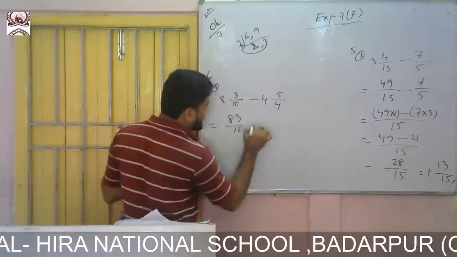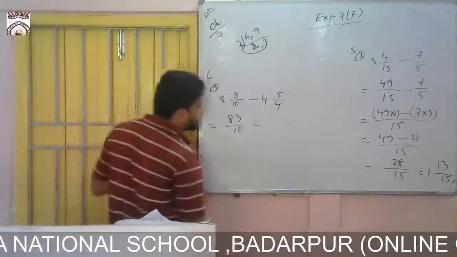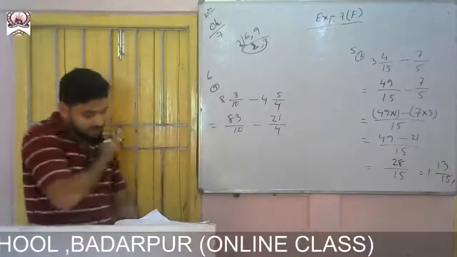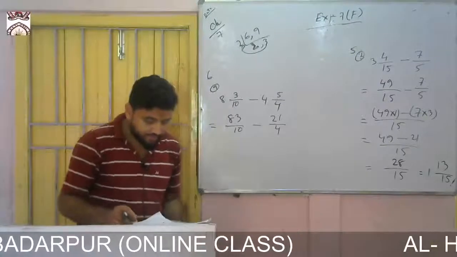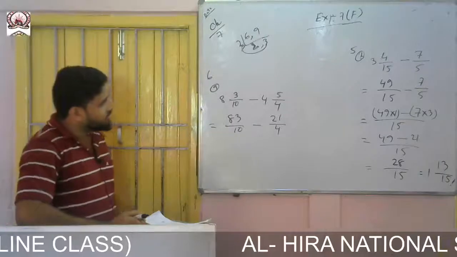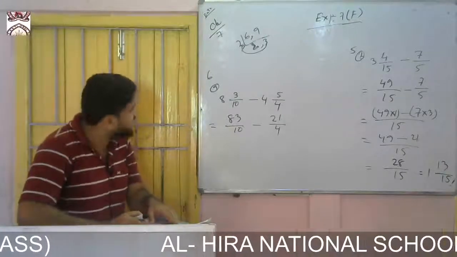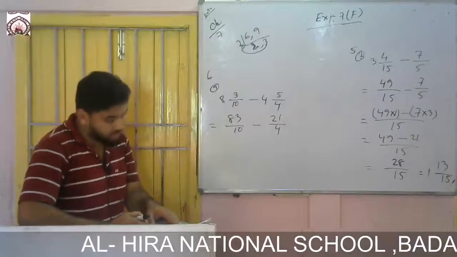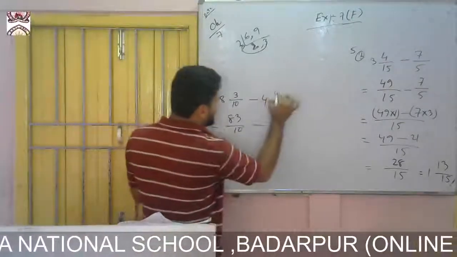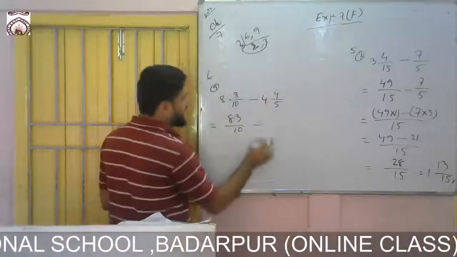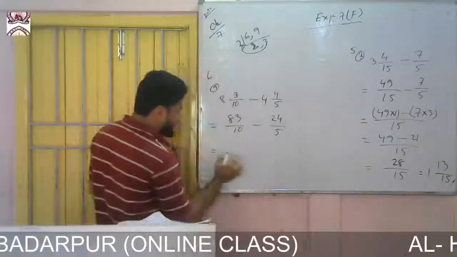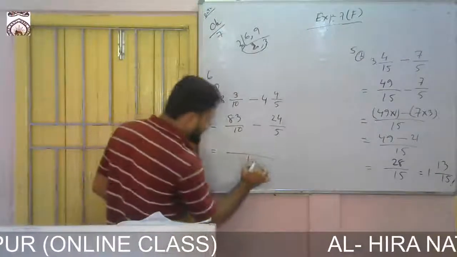Minus 4 4s are 16. 16 plus 5 is 21. 21 by 4. Okay. 8 3 by 10 minus 4 4 by 5. So 5 4s are 20. 20 plus 4, it is 24. 24 by 5.